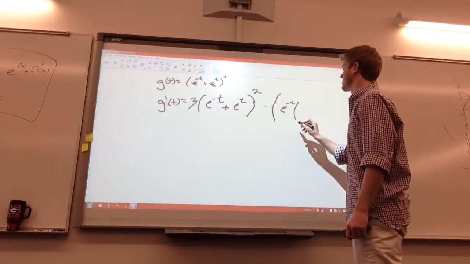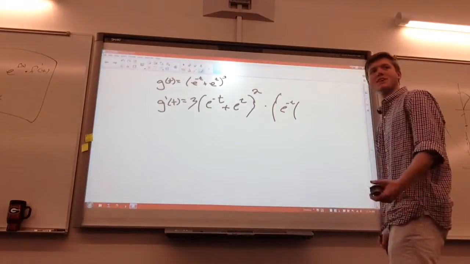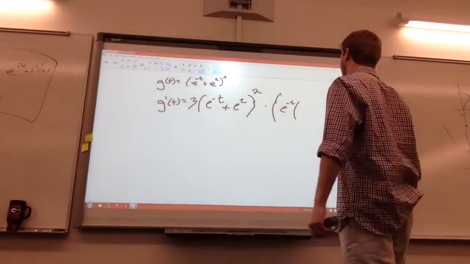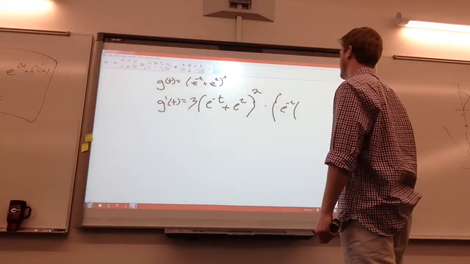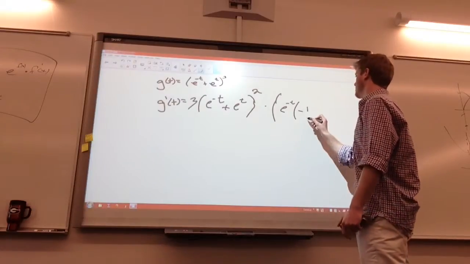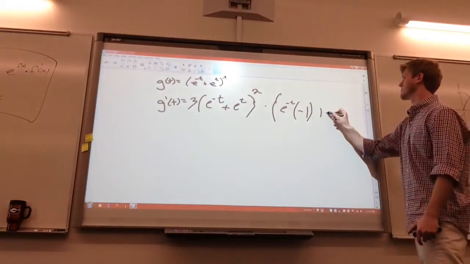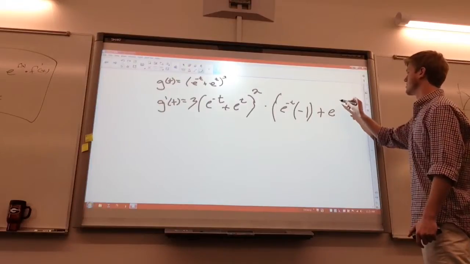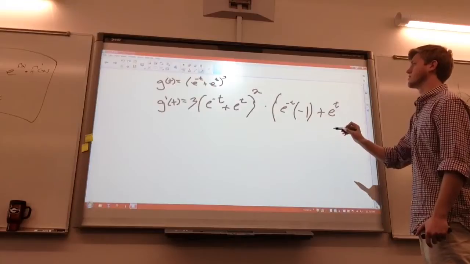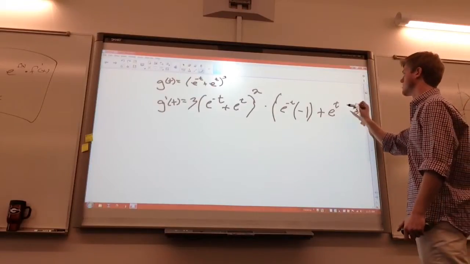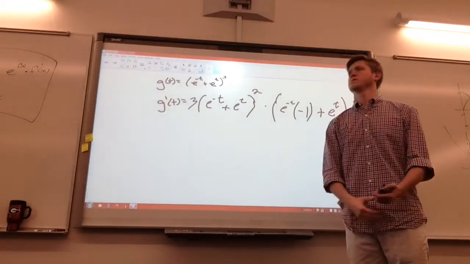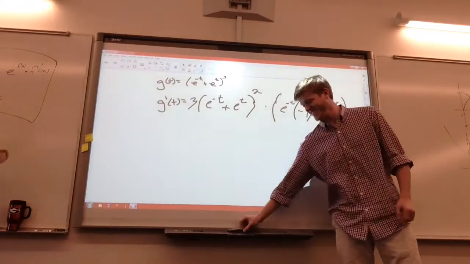Now times the derivative of negative t, which is negative 1. And the derivative of t is 1, so you only need to do this. You're done, you're finished. Parentheses and you're good. There you have it. This is just a chain rule.